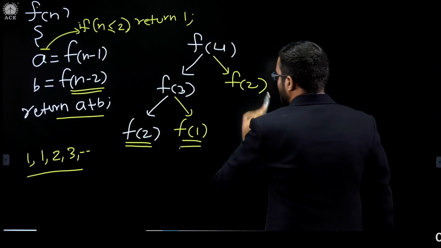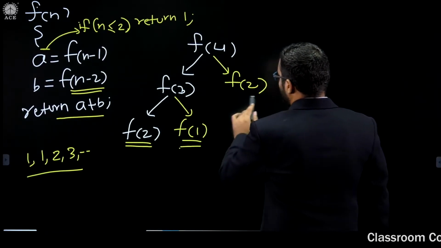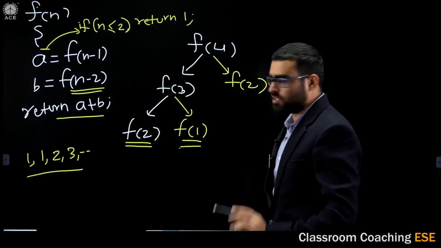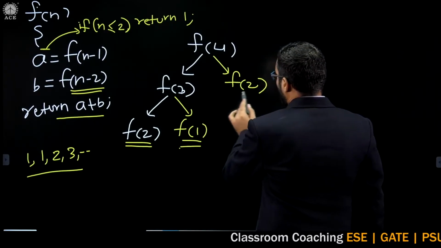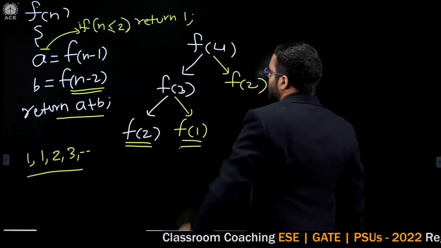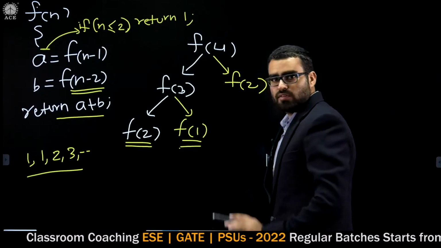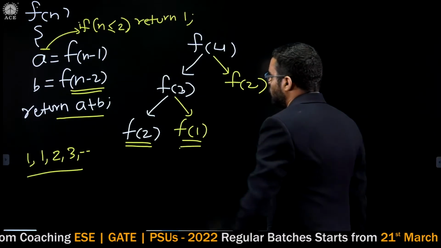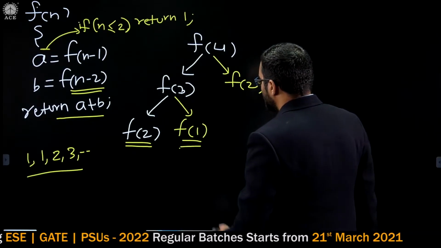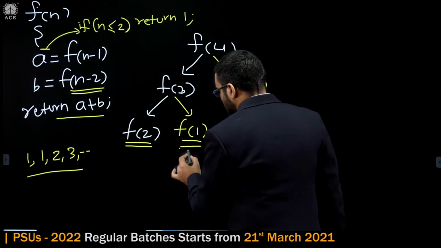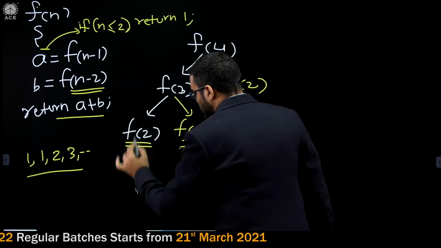Okay, and so this f2 will also return. You can see f4 will call f2, and f2 will return 1. So this is our activation tree for computing f4. Now you can notice here this f1 will return value 1, and f2 will return value 1.